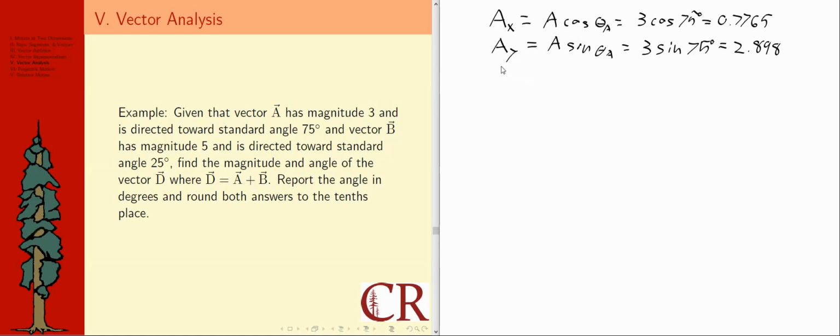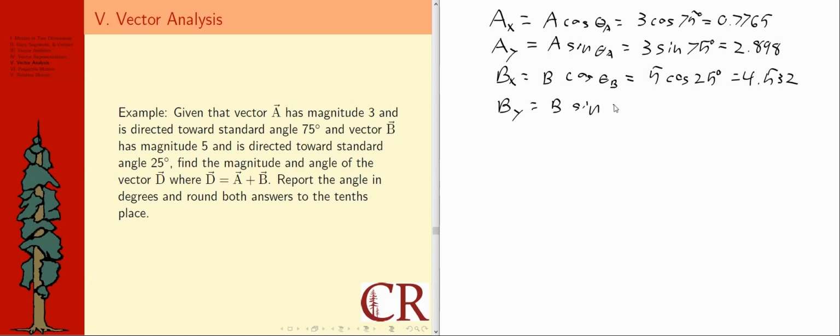Okay. And then similarly for B, so B sub x is going to be equal to B cosine theta B, which is going to in this case be equal to 5 cosine of 25 degrees. I'm putting all that into my calculator. I get, again rounded off, I'll stick with 4 sig figs, 4.532, I guess it's going to turn out. That was kind of close there because it's 5315 and so on, but I'll just make it 532 right there. And B sub y in turn is going to be B sine of theta B.